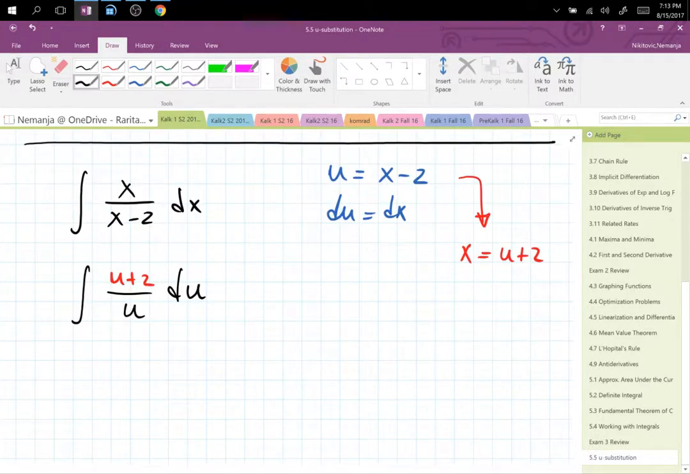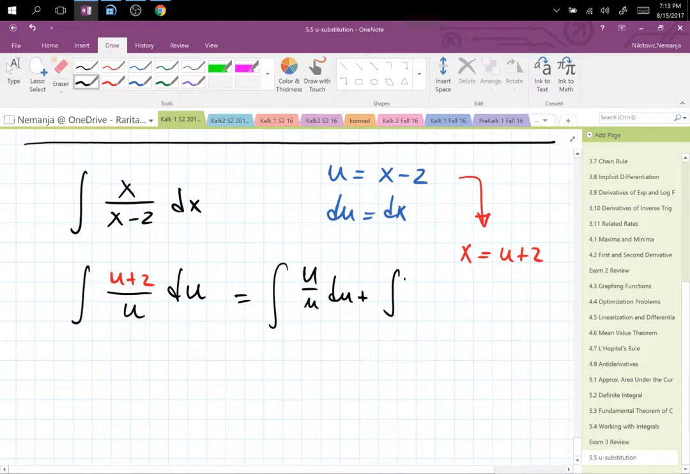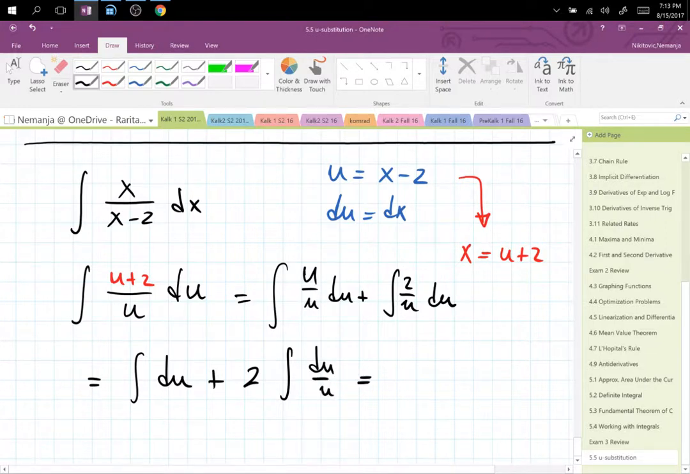So now it's algebra. This is integral of u over u du plus integral of 2 over u du. So we have two integrals there, right? They break on the plus. The first integral is just integral of du, and the second integral you can kick 2 outside and have du over u. So the first integral is what? What's the integral of du? Integral of 1 du, come on.